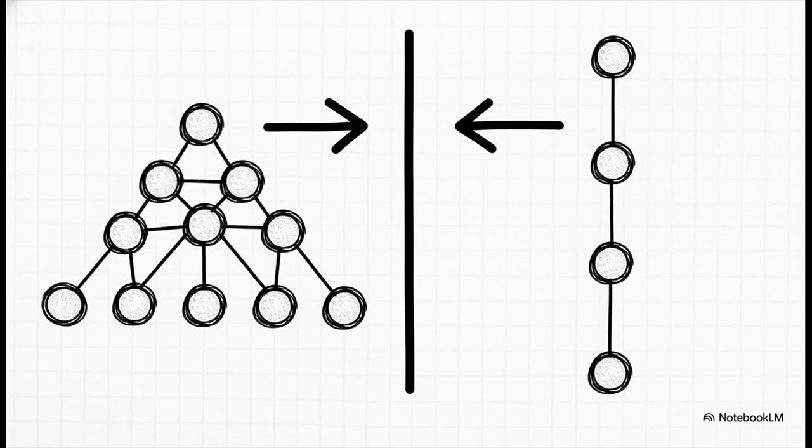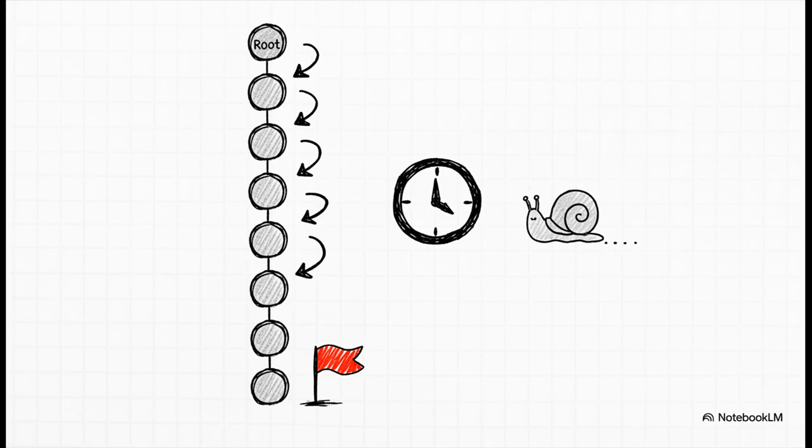This is where things can go horribly wrong. What happens if, through a series of unions, you don't build a nice, bushy tree? What if you accidentally create a tall, pathetic-looking chain? You know, like a conga line instead of a real tree. And if your tree is just one long chain of n nodes, finding the root from the very bottom means you have to visit every single node on the way up.